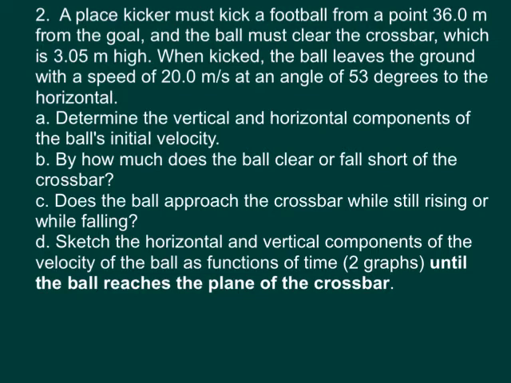First, we're going to have to find the vertical and horizontal components of the ball's initial velocity. So remember, that's always what we want to do first, so we have those extra pieces of information. And then we're going to figure out the height of the football after we know how long it's in the air, and figure out if it clears or falls short of the crossbar. So do they actually make the field goal?